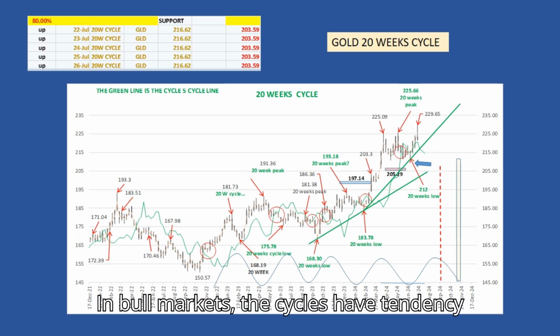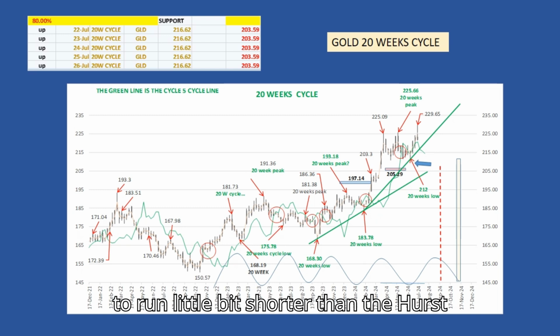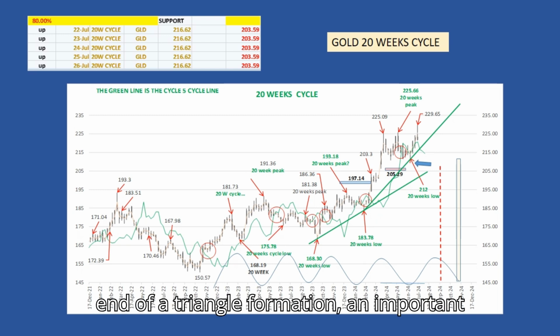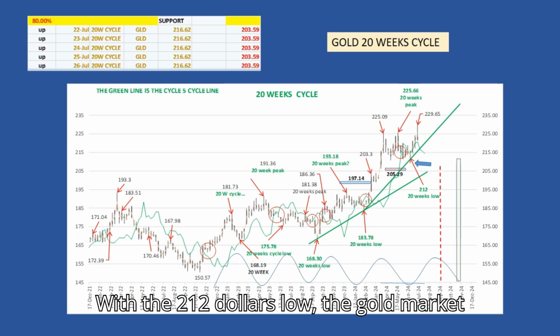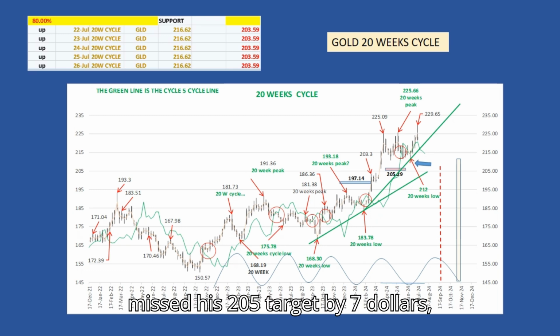In bull markets, the cycles have a tendency to run a little bit shorter than the Hurst nominal model, which in traditional technical analysis is a very bullish pattern. Usually at the end of a triangle formation, an important cycle low occurs, in this case certainly the 20 weeks. I also mentioned, unless we have a very sharp decline in the gold market, there is a very high probability the gold market won't reach its target by mid-July. With the $212 low, the gold market missed its $205 target by $7, as expected.